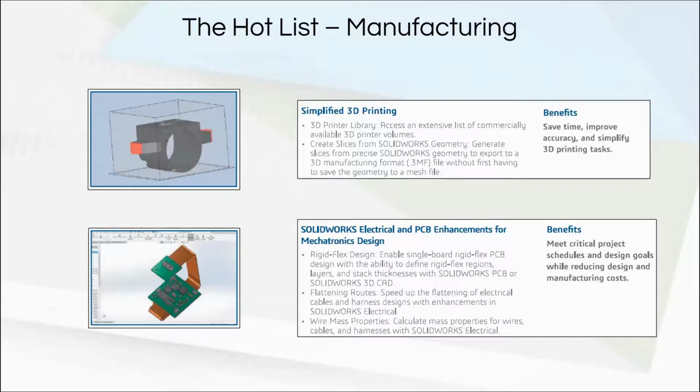Now flattening routes, you can speed up the flattening of electrical cables and harness designs with enhancements in SOLIDWORKS Electrical. So that's just basically saying you have those ribbon cables and you need to figure out the total length. You can flatten them just like a sheet metal part. That's functionality that took a lot of effort to figure out, what the total length of one of those flexible wires was previously. So now it's just built right in.